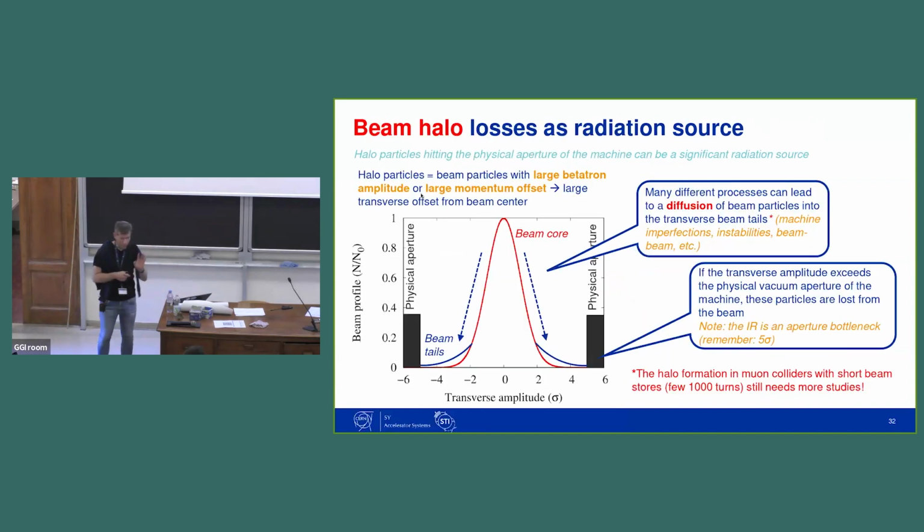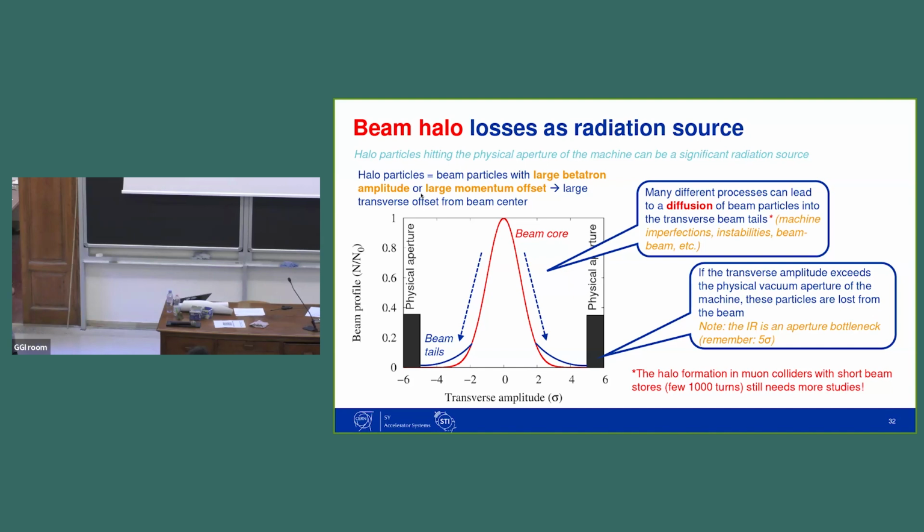I don't want to spend too much time on beam halo losses because it's a topic where we are less advanced yet in our knowledge. So what are beam halo losses? Let's start with what halo particles are. Halo particles are particles which have a large betatron amplitude for one reason or another. They got a kick or whatever. Or it can also be a beam dynamics effect, as we heard yesterday, it could be resonance, whatever.